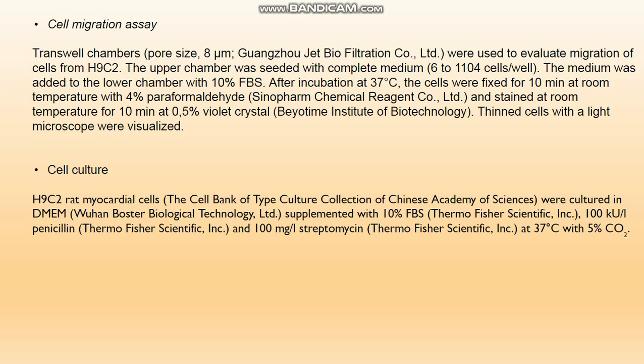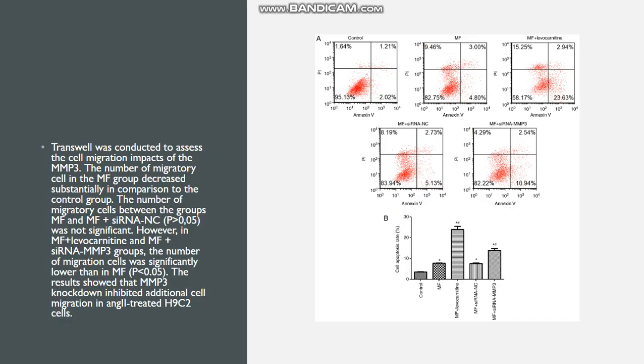What does cell culture mean? Cell culture means that H9C2 rat myocardial cells were cultured in DMEM, supplemented with 10% FBS. It also includes penicillin and 100 mg of streptomycin at 37 degrees with 5% carbon dioxide.